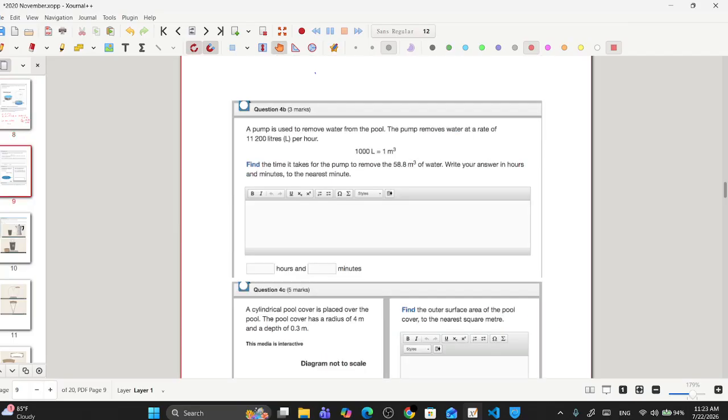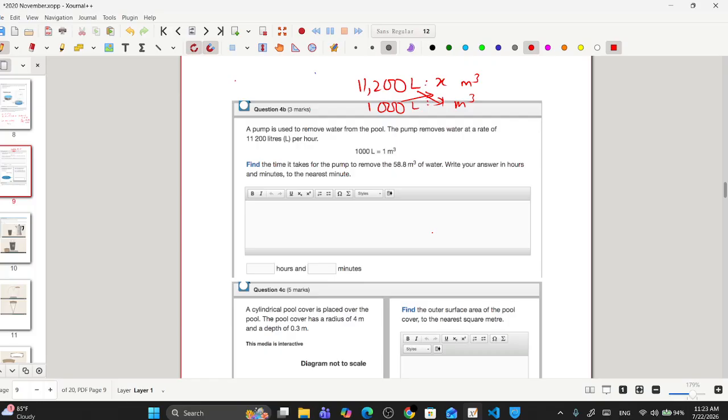Next part says a pump is used to remove water from the pool. The pump removes the water at a rate of 11,200 liters per hour. Find the time it takes for the pump to remove 58.8. So I know that 1 meter cube is 1000 liters. So 11,200 liters is going to be x meter cube, where 1000 liters is 1 meter cube. So we simply have to cross multiply.